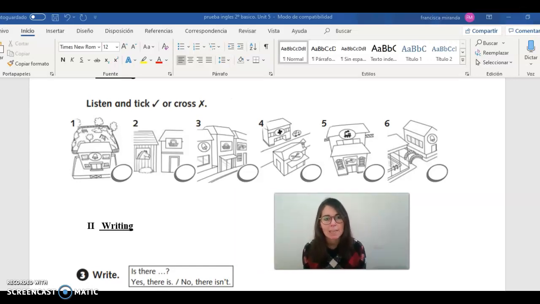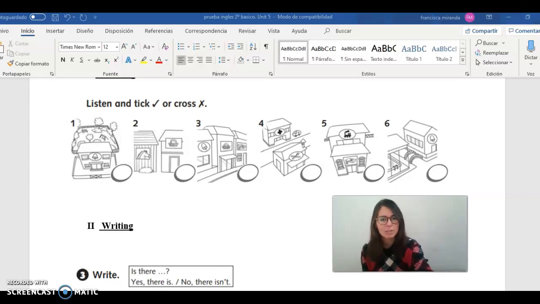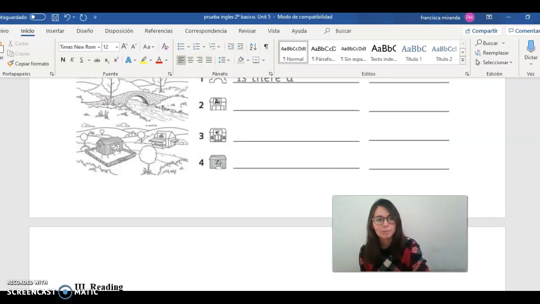Number 5. There is a station behind a park. Is that correct? Station behind a park. And number 6. There is a bridge between a school and a swimming pool. If that's correct, you tick it. If it's wrong, you cross. There you go. Next activity.